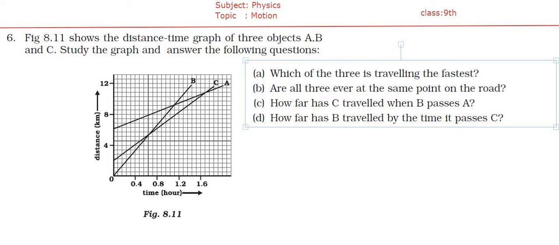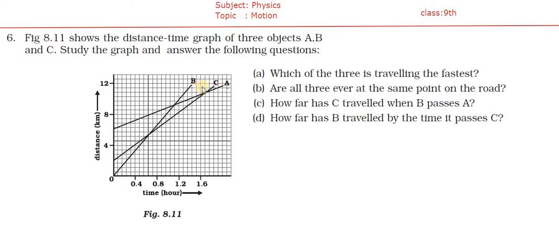So here they gave that Figure 8.11 shows the distance-time graph of three objects A, B, and C. Study the graph and answer the following questions. Okay, so first, which of the three is traveling the fastest? So here we have A, B, and C. Three objects were there, starting from the initial position. We need to tell which of these three is traveling fastest. So just look into this.